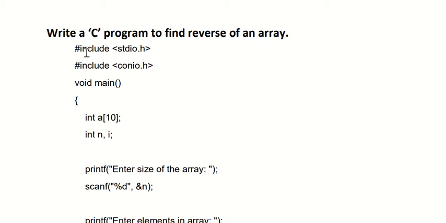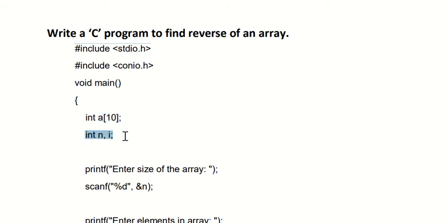First thing is #include <stdio.h> and #include <conio.h>, the two header files. After that, void main function, and then inside the void main function, first of all we are declaring one array variable. That name is a and the size is 10.